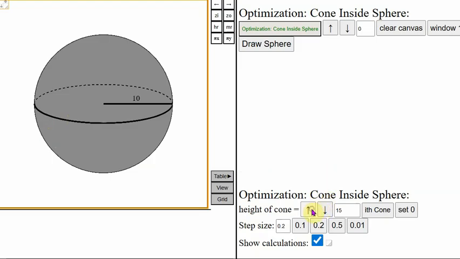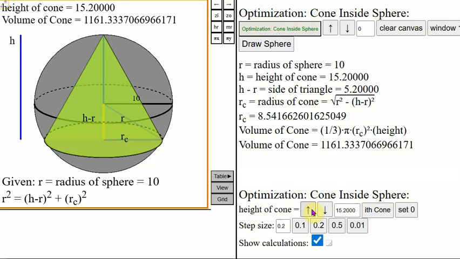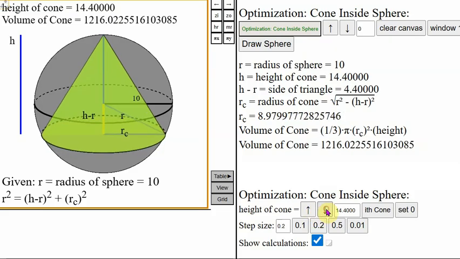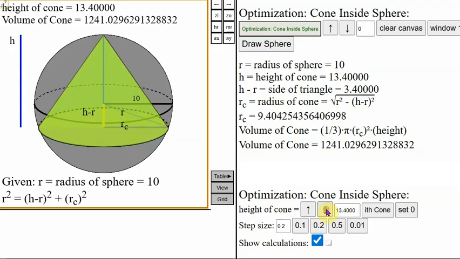And so in this example, here I have the sphere with radius of 10, and here I have a cone. Right now the height of the cone, meaning the distance from the top to the middle of the cone, is 15.2. And the corresponding volume is 1161. If I reduce the height of the cone, then the volume is going to change like this.